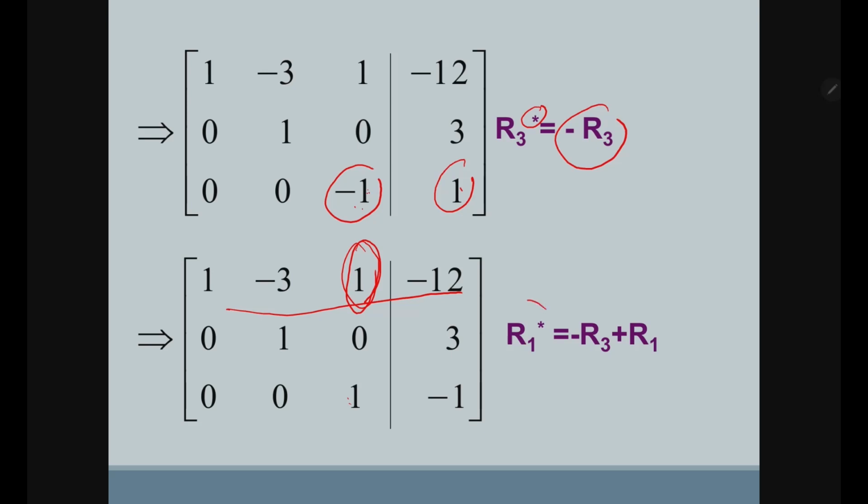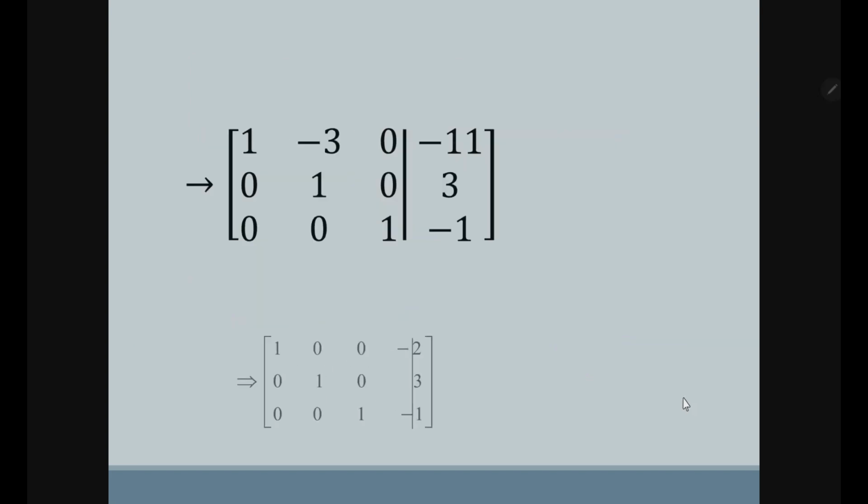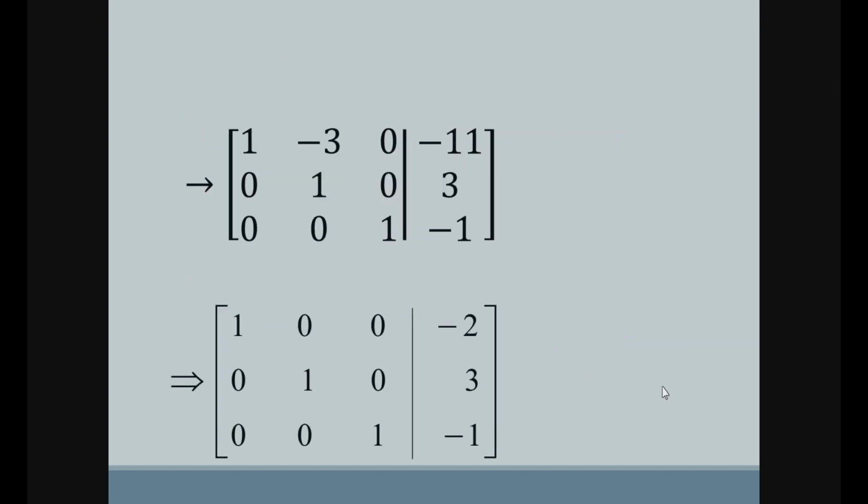So the first row, the new row here, how to get this one to be 0? By using negative R3 plus R1. So negative 1 plus 1 is 0. So you need to use this formula for all elements in the first row. So we can get the solution.